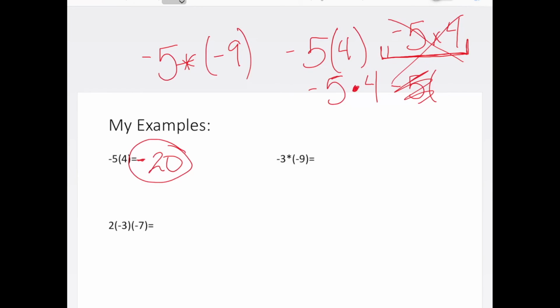The next question I have is negative 3 times negative 9. I just multiply the values, 3 and 9, which is 27. And then I ask myself, do I have same or different signs? Both of these are negatives. So that means if they have the same signs, the answer is positive 27. You do not have to write the positive sign. I just like to write it here to remind myself.